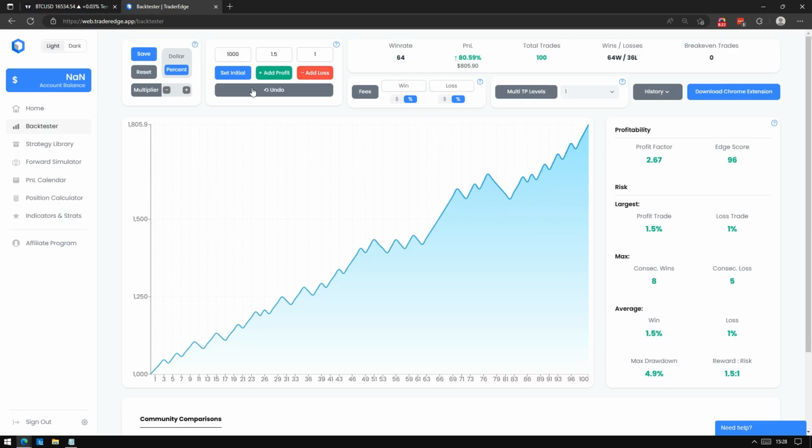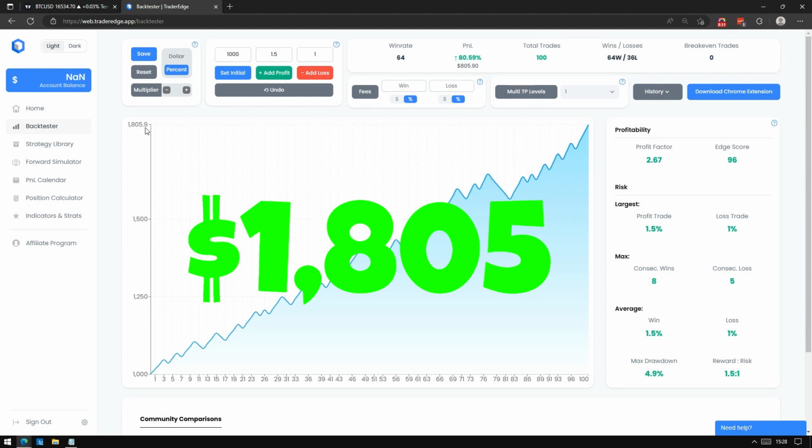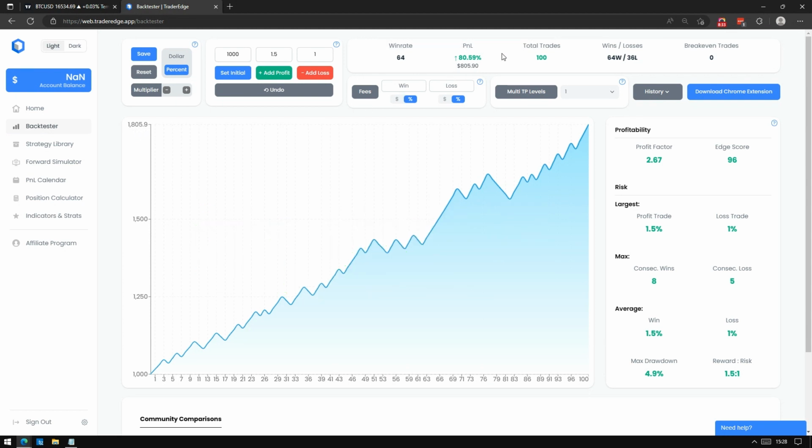Okay, so these are the backtesting results for the strategy. You can see we had an initial account balance of $1,000 on a demo account, and we took that all the way to $1,805. This was a profit gain of 80%, and we had 64 wins and 36 losses. Overall, this is a very good strategy. I think this is a very safe way, as you're only risking 1% to gain 1.5%.